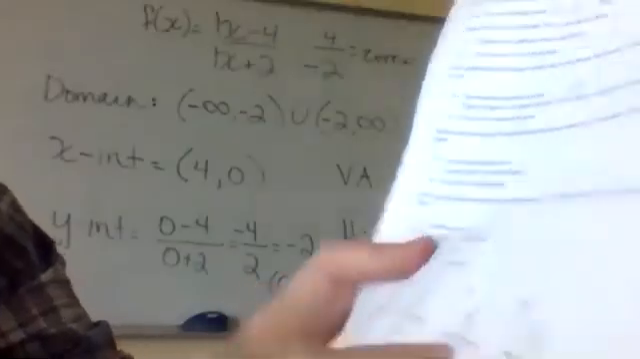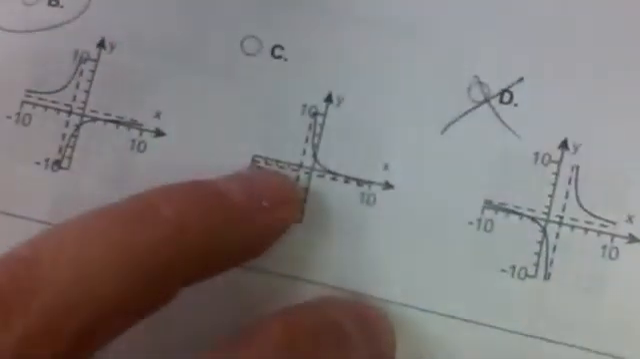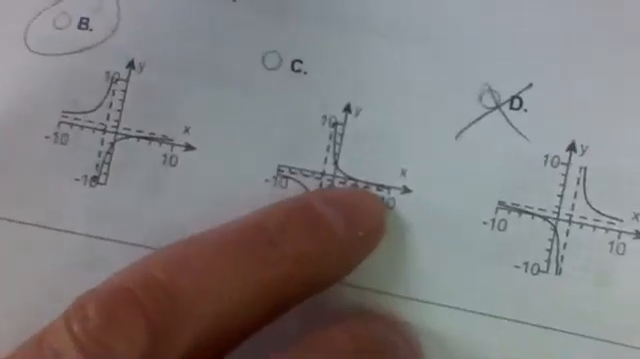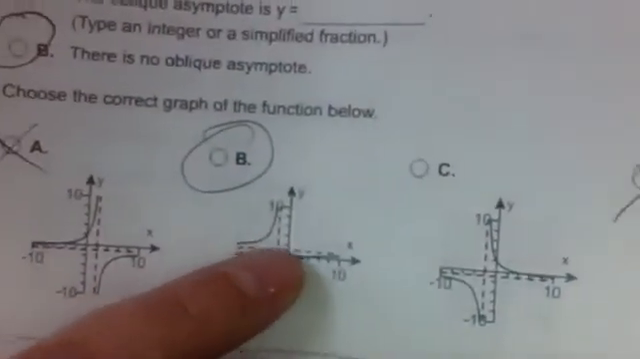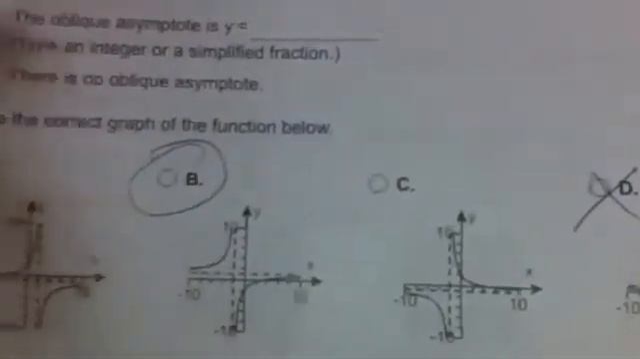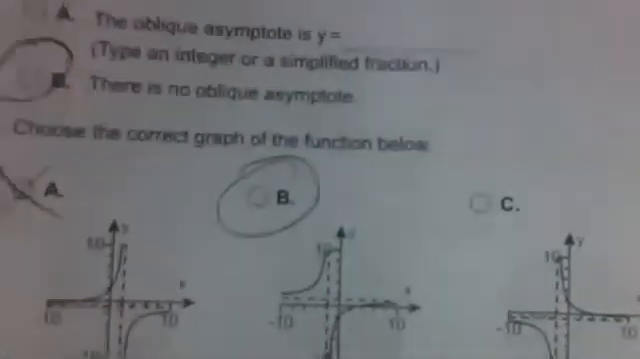Now let's look at C. Look where C's horizontal asymptote is. It's down here at negative. Where should it be? The horizontal asymptote should be up here at positive. So that's why it's not C. So let's make sure B has everything we need. Its horizontal asymptote is at positive 1. Its vertical asymptote is at negative 2.